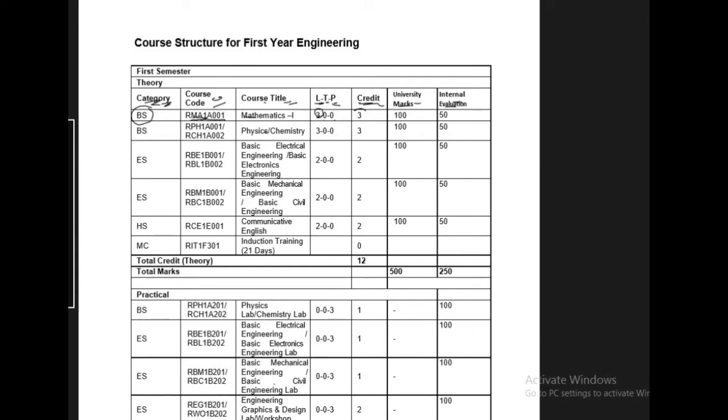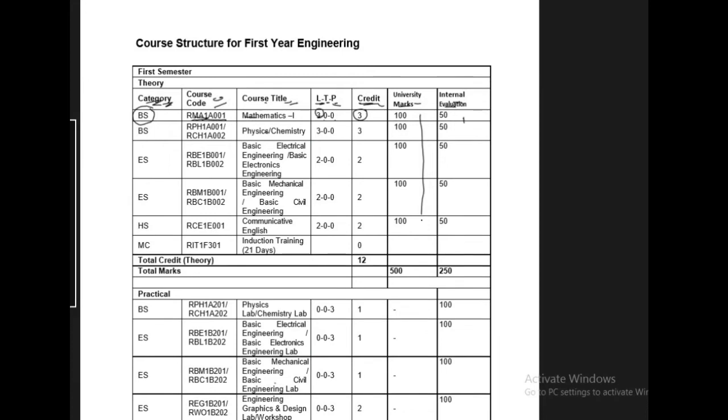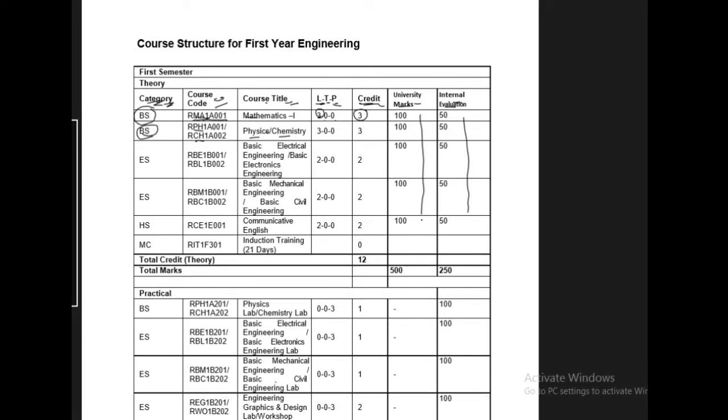Here the credit is 3. You have to give more emphasis on credit 3. Why? Just see my next video regarding CGPA, SGPA, and you can know the value of the credit. The university marks for all subjects is 100, and for internal evaluation it is 50. Then again, basic science courses are either physics or chemistry. If you have physics in the first semester, then in the second semester you will have chemistry. This is the code PH and this is CH. Again the credit is 3.